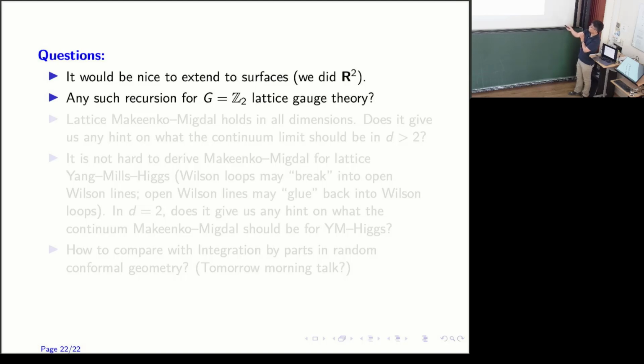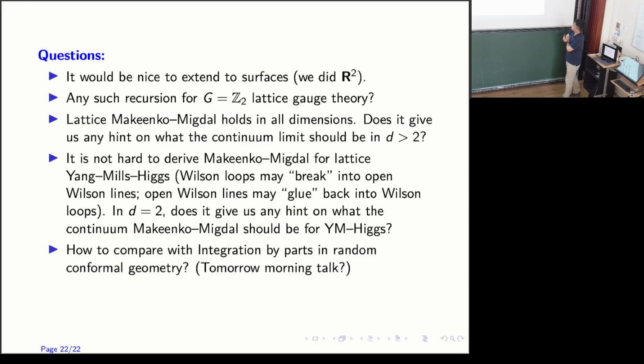These are probably feasible problems, but a much harder question is this: the lattice loop equation holds in all dimensions, so does it give us some hint about what happens in the continuum when the dimension is larger than 2? Of course, the difficulty is that when the dimension is larger than 2, we don't have the Driver formula. Our proof really depends on the Driver formula.